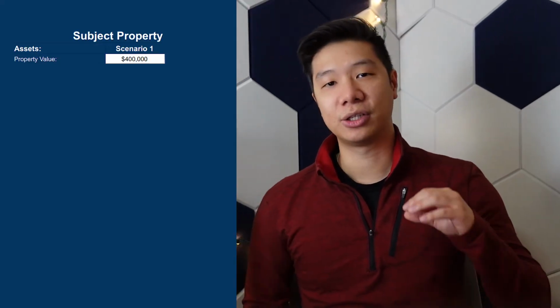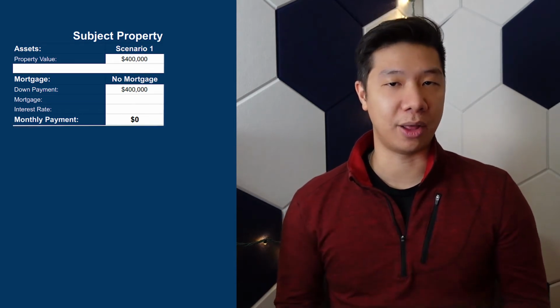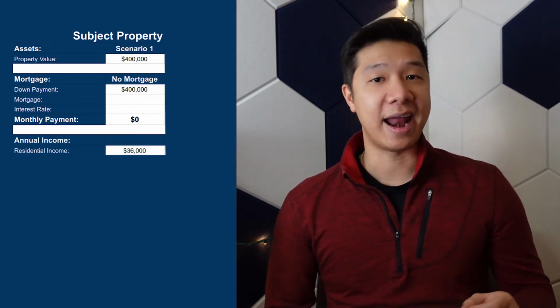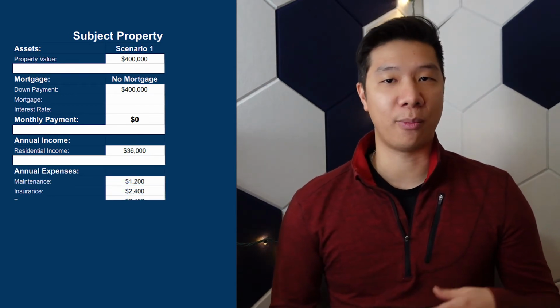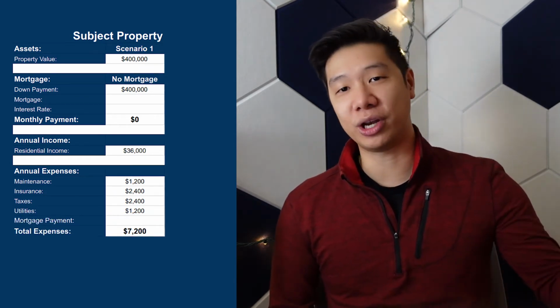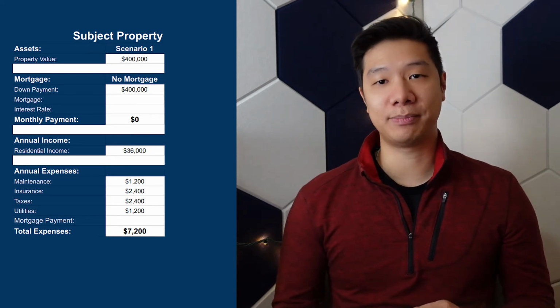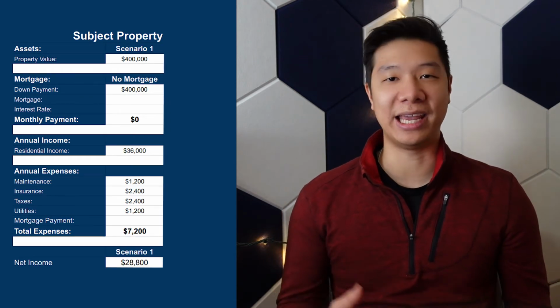Let's look at some numbers, and we're going to look at two different scenarios. Scenario one will be a property with no mortgage, and scenario two will be the same property, but this time with a mortgage. So let's say you have a property worth $400,000. You're collecting a rent of $3,000 a month, which is $36,000 a year. And our annual expenses are $4,800 for taxes and insurance, $2,400 for maintenance, repairs, and utilities, for a total of $7,200. So our current income is $36,000 a year, and our current expenses are $7,200 a year. So your net is $28,800 a year.